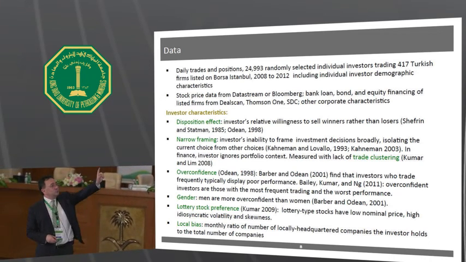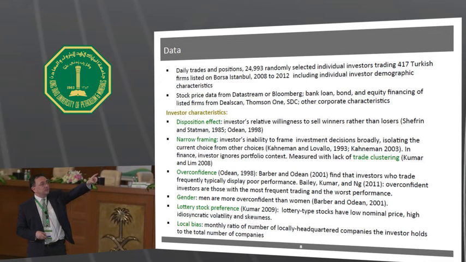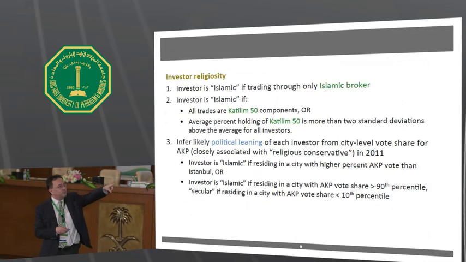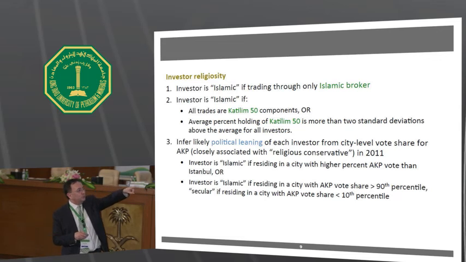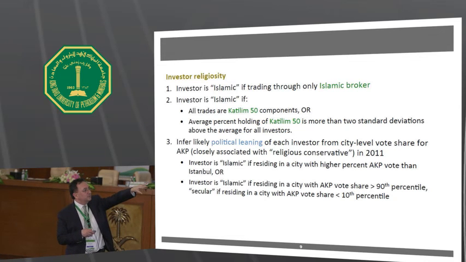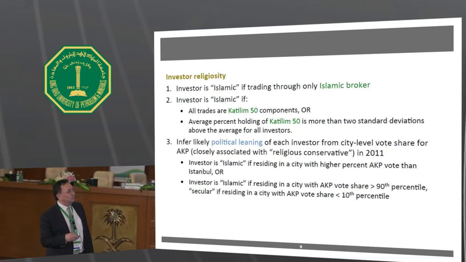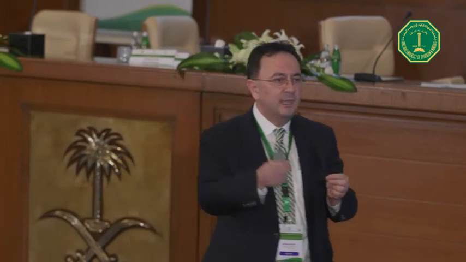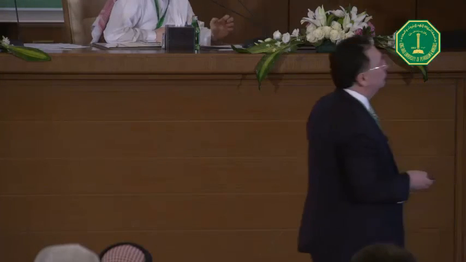In terms of investor religiosity, as I told you before, we're using one for the brokerage, and the second one is the Katilim 50 index, and we are using different ways of creating proxies for the Katilim 50 index. Then we are also looking at political leaning, meaning the number of votes that the AKP won, and we're using that as a proxy for religiosity too.